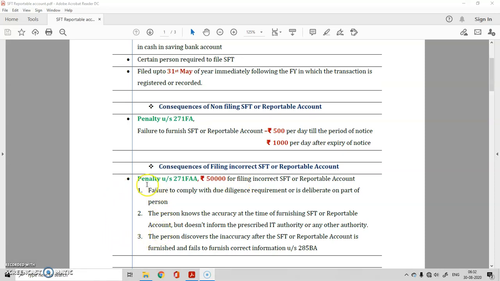For the following three consequences, there would be penalty under section 271FAA. If there is failure to comply with the due diligence requirement. Or it is deliberate on the part of the person: the person knows the inaccuracy at the time of furnishing SFT or reportable account but doesn't inform the prescribed IT authority or any other authority. Or the person discovers the inaccuracy after the SFT or reportable account is furnished and fails to furnish correct information under section 285BA.